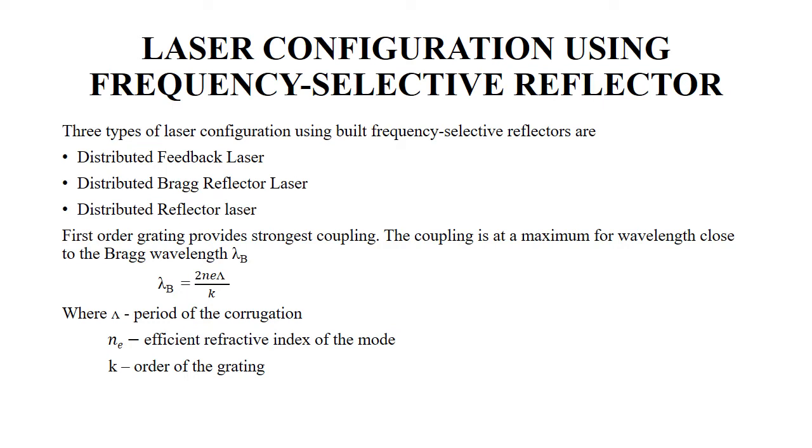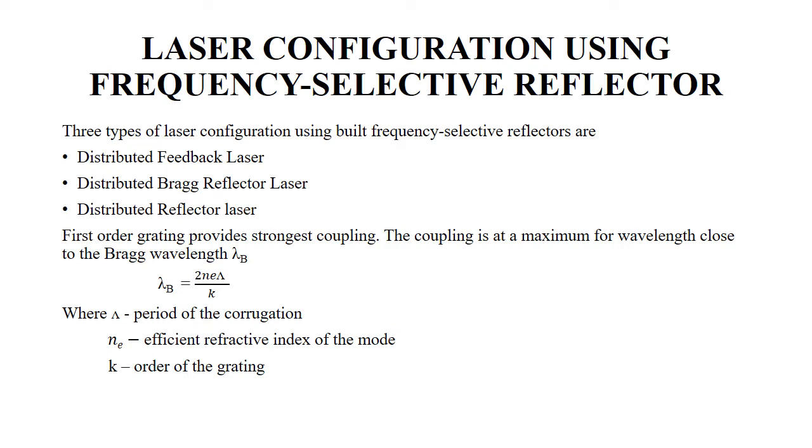First we are going to see about the laser configuration using the frequency selective reflector. There are three types of laser configuration using built-in frequency selective reflectors: distributed feedback laser, distributed Bragg reflector laser, and distributed reflector laser. In each case the corrugated grating is used as the frequency selective reflector.